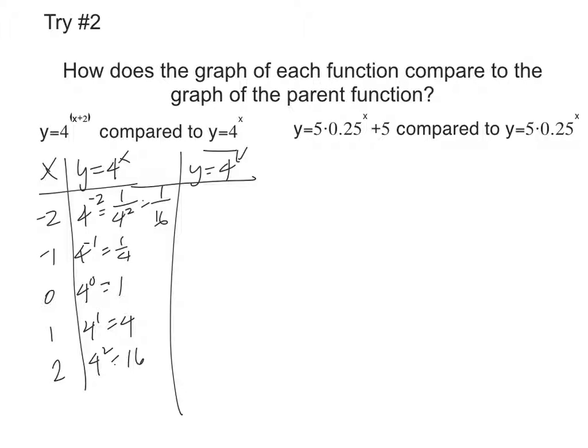Because again, what we can see is that this one actually has been shifted left 2. And even if you can't see this visually right now, compared in a graphing calculator, this would be your y1, this would be your y2. And again, you'd be able to see that it's been shifted to the left 2.